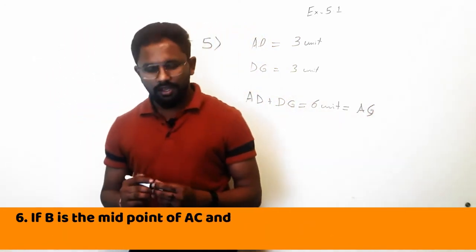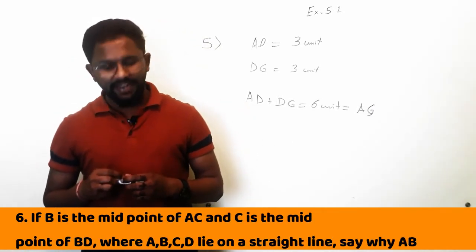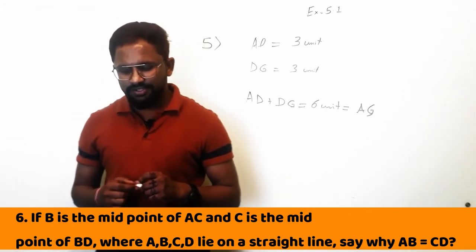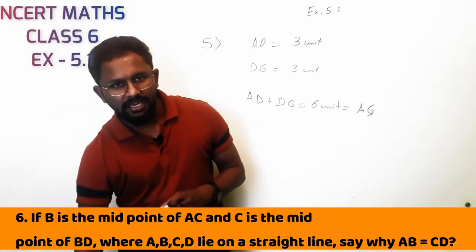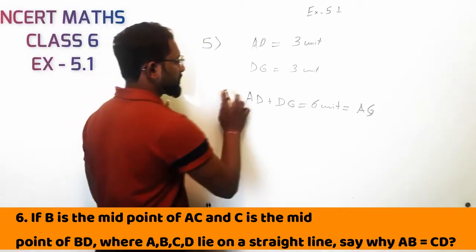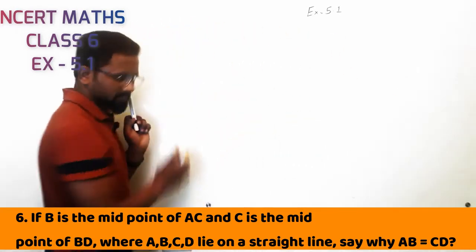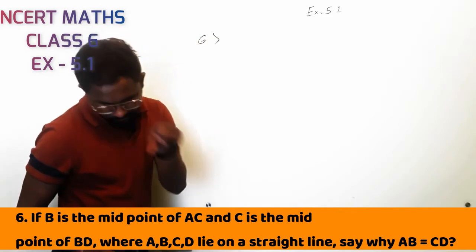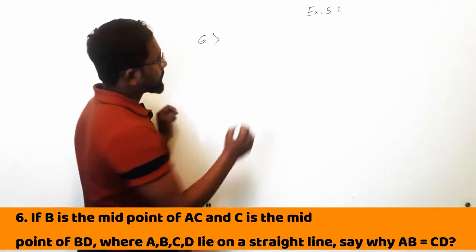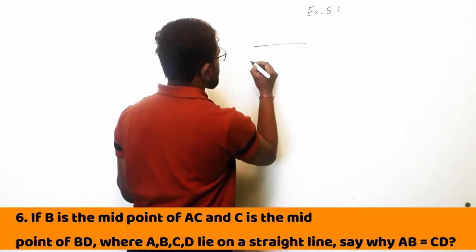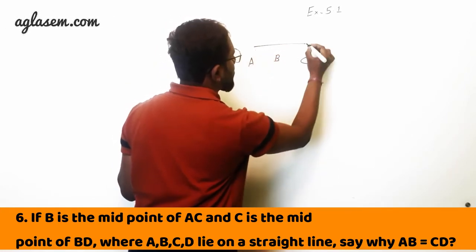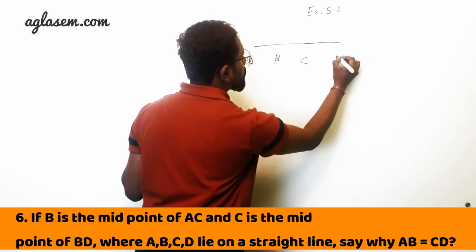Sixth question. If B is midpoint of AC and C is midpoint of BD, where ABD lies on a straight line, say why AB equals to CD. Okay. Sixth question. B is midpoint of AC and C is midpoint of BD.